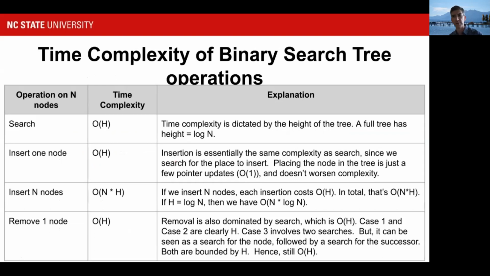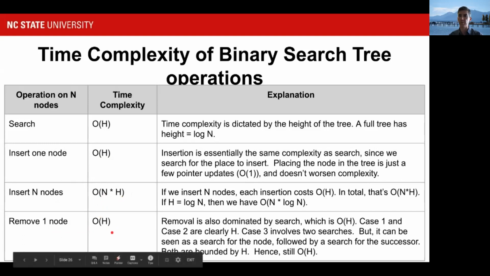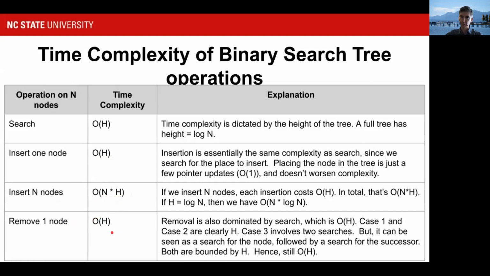Okay, so the time complexity of binary search tree operations. Let's go back over this again. We've already talked about this once, but search has a big O of H, where H is the height of the tree. Insertion has a big O of H because it's basically just a search plus adding a node onto the bottom of the tree, adding a leaf onto the tree. And if we wanted to insert n nodes, then it would be n times H. Now if we want to remove a node, basically what we're doing is searching through the tree to find the node to remove. That's big O of H.